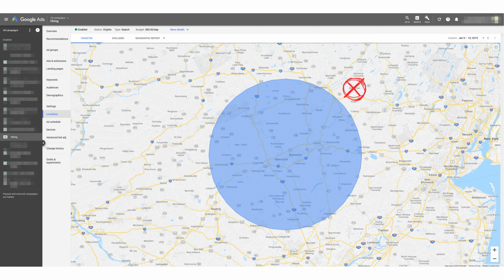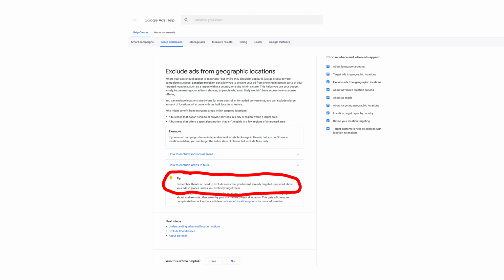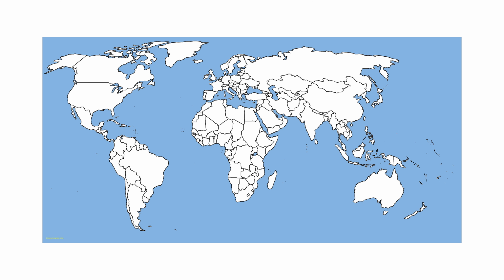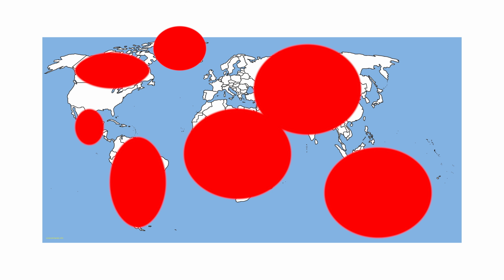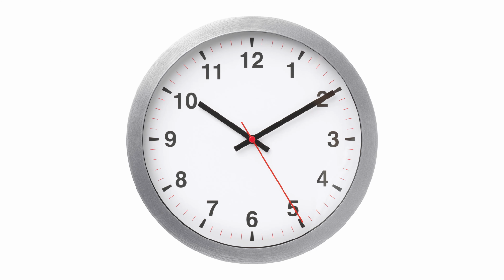Now, I should mention that I've confirmed and reconfirmed with about every single Google support rep I've spoken to that any area that is not included in your target area is excluded, whether you explicitly exclude it or not. Also, the Google Ads documentation states, there's no need to exclude areas that you haven't already targeted. We won't show your ads in places unless you explicitly target them. Clearly, because otherwise you would have to explicitly exclude every continent, then every country in North America, then every state, and then every city that isn't in your target area. It would be very time consuming.